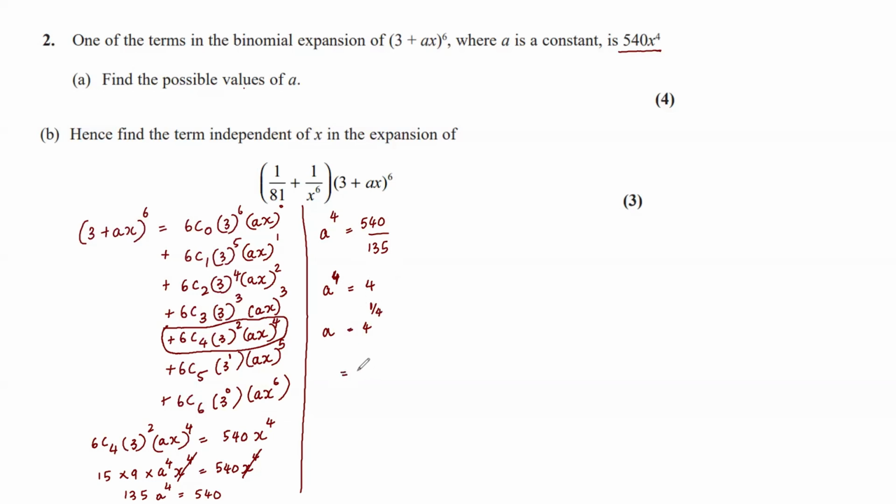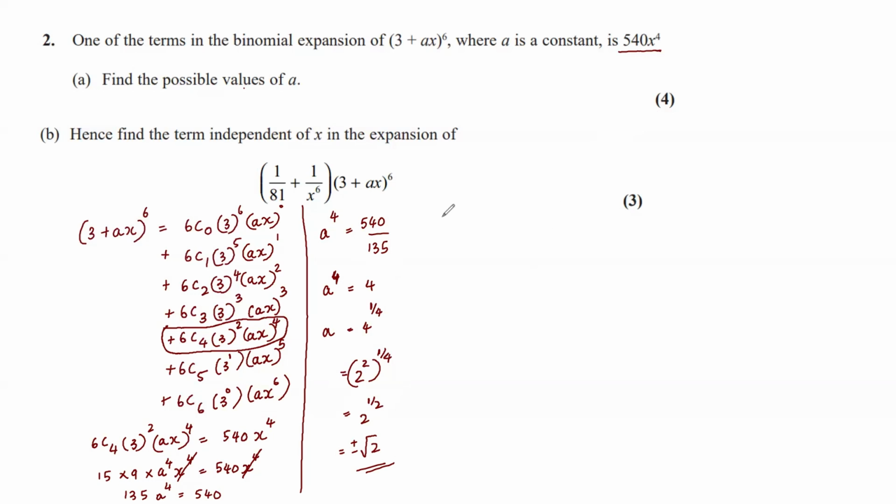So 4 can be written as what? 2 squared. So (2^2)^(1/4). So this will be 2 to the power of 2 into 1 by 4. That is basically 2 by 4 or 1 by 2. So that is root 2. Plus or minus root 2 will be the final answer. This is for the A part, it carries 4 marks here.